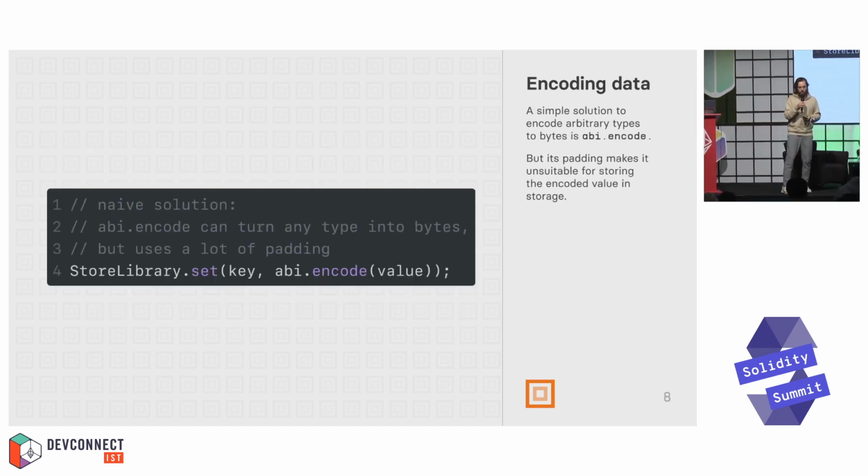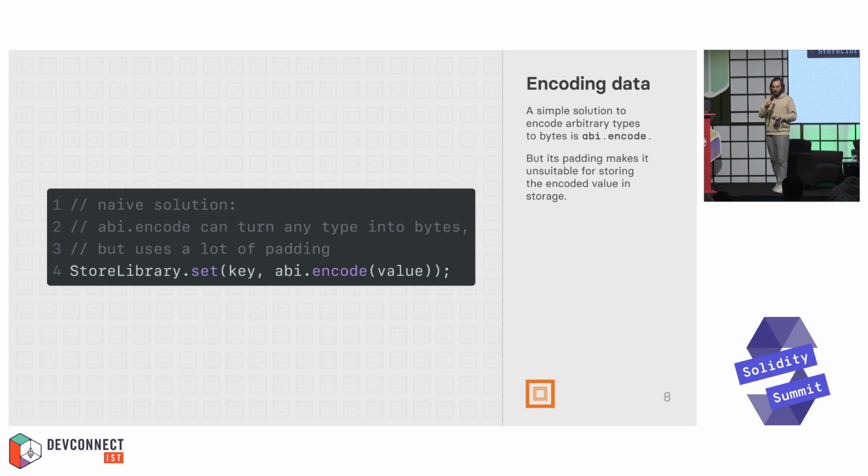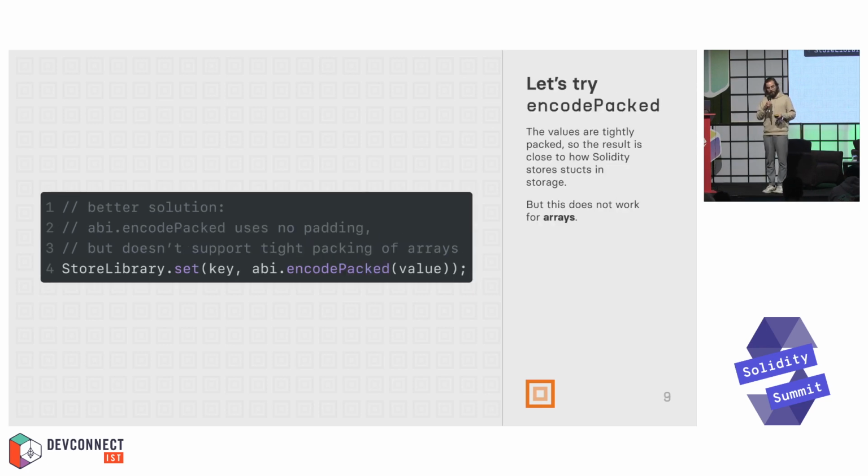We started with that, but we realized this is actually creating a lot of gas overhead because we can't really pack anything in storage anymore. And so we thought, okay, what can we do differently? ABI encode packed is a little bit better here, because for any static type, it packs it into one blob of bytes that is tightly packed, and so storing that in storage is almost the same thing as what the Solidity compiler would do.